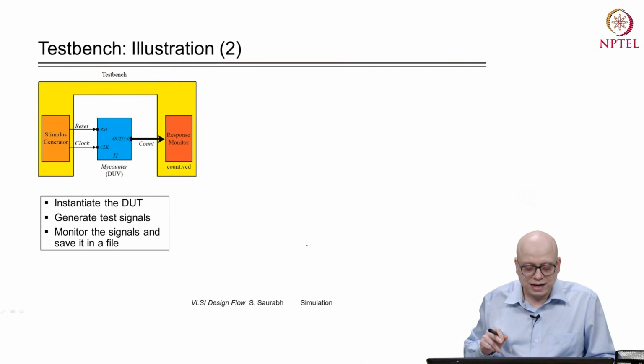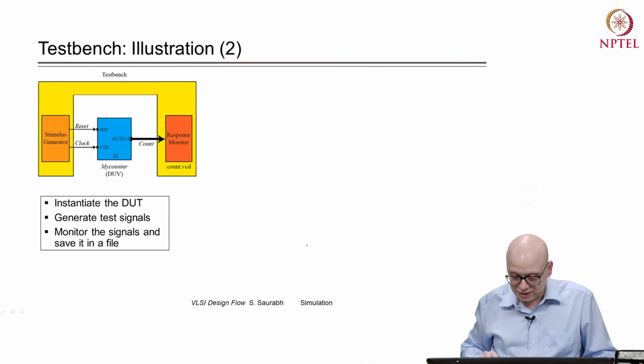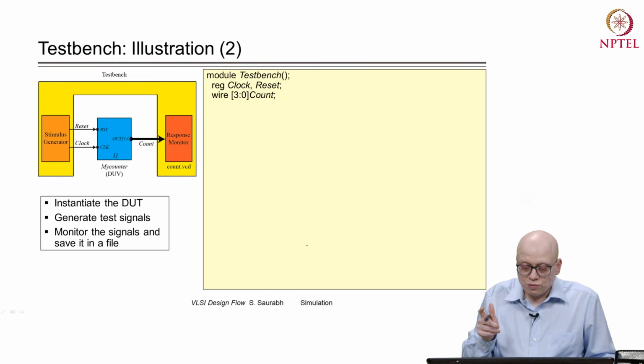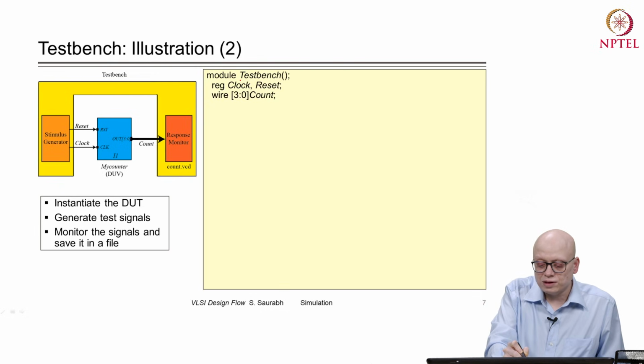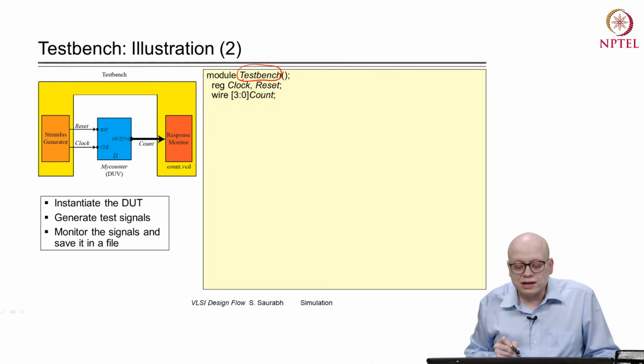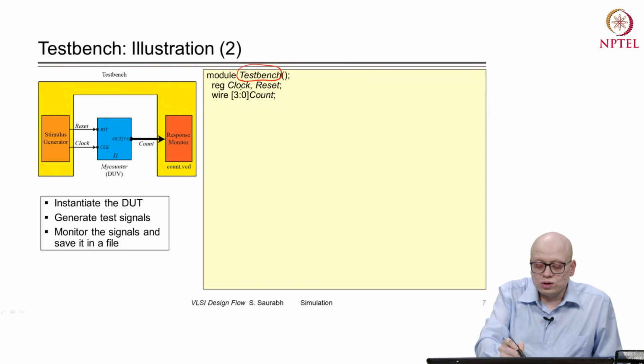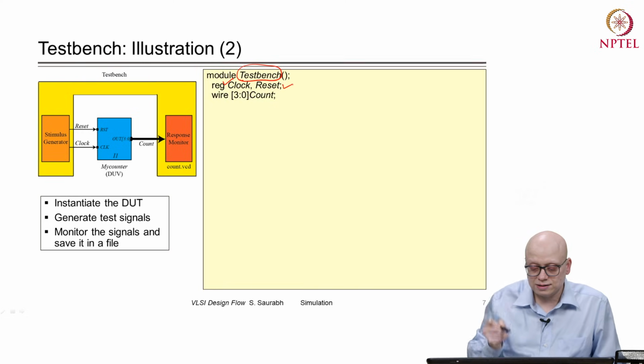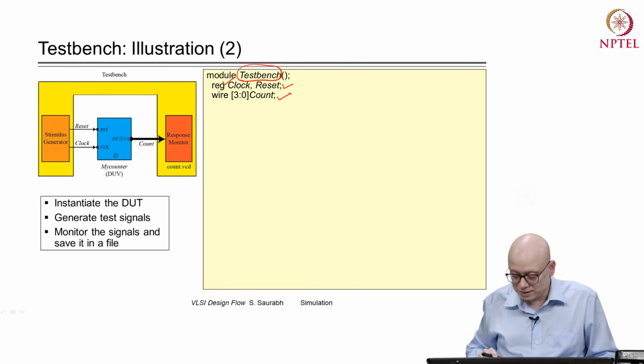Now, let us understand how we can do that using the Verilog language. We create a module, and we have given its name as test bench, and we created 2 reg signals or 2 variables, clock and reset, and another variable which is count.